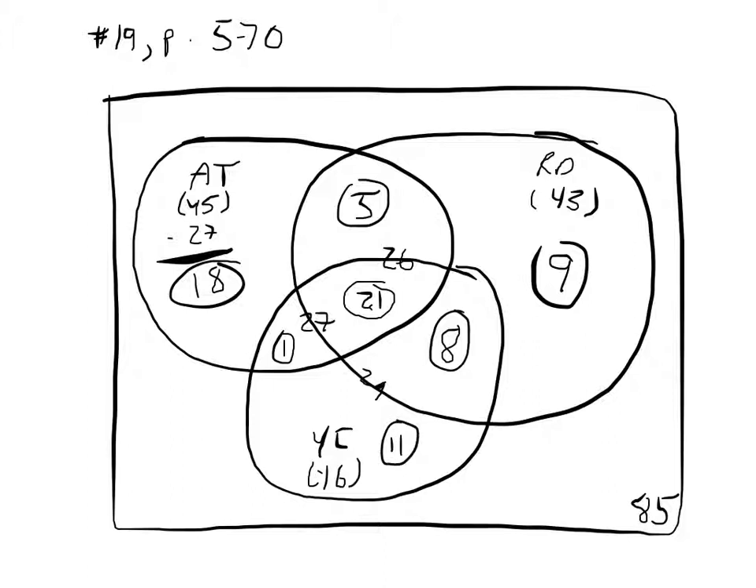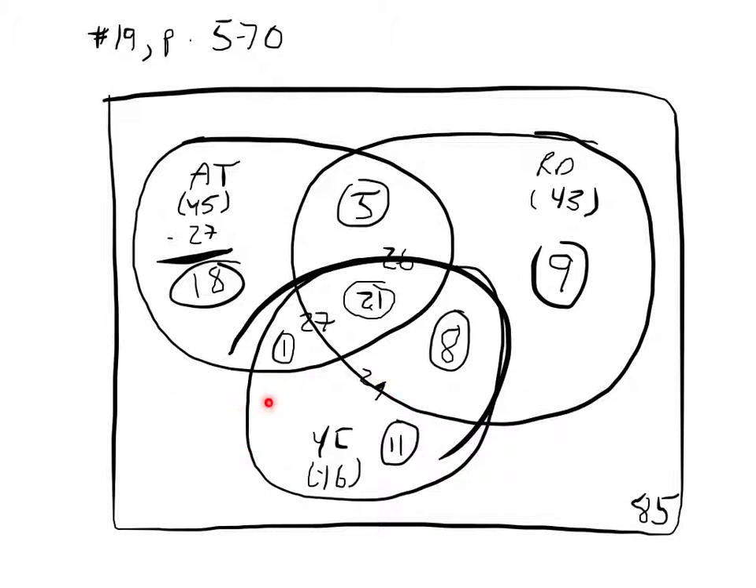And then I can answer the question, how many cars do not have automatic transmission and rear-wheel drive, but do have 4-cylinder? So I need 4-cylinder, but I don't have automatic transmission, so I've got to be out of the automatic transmission, I've got to be out of the rear-wheel drive, but I do have 4 cylinders. So where's that going to be? That's going to be this region here, which would be 11.